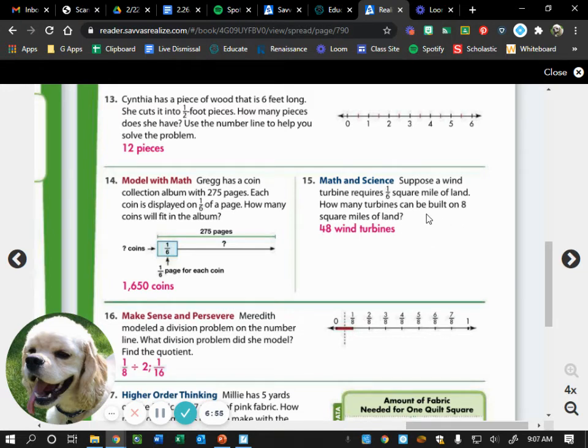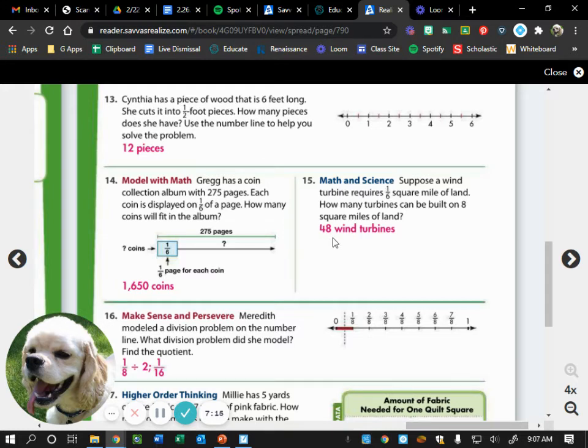So 8 would be turned into 8 over 1. It'd be 8 divided by 1/6. So for 8 over 1, we would change our division symbol to multiplication, and then our 1/6 would be flipped into 6 over 1. So we have 8 over 1 times 6 over 1, which would get us 48 over 1, or 48.